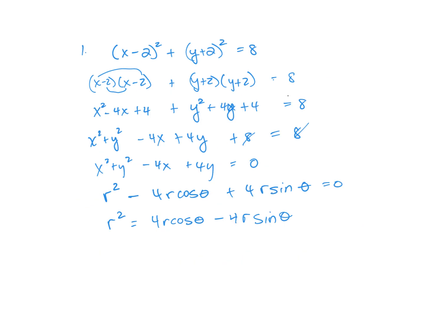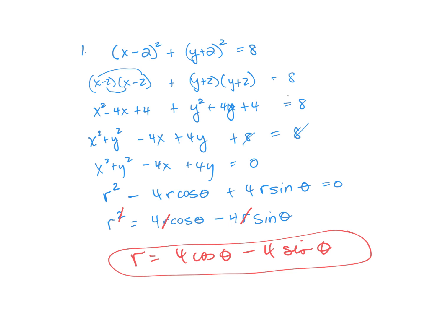So now I notice I want an r alone, so I want to get rid of this square. But if I take that square away, I can take these two r's away, because if I divide everything by r, that's what it turns into. So now I have r = 4 cosine of theta − 4 sine of theta. Did I get rid of the x's and y's? And did I leave the r alone? Yes and yes.